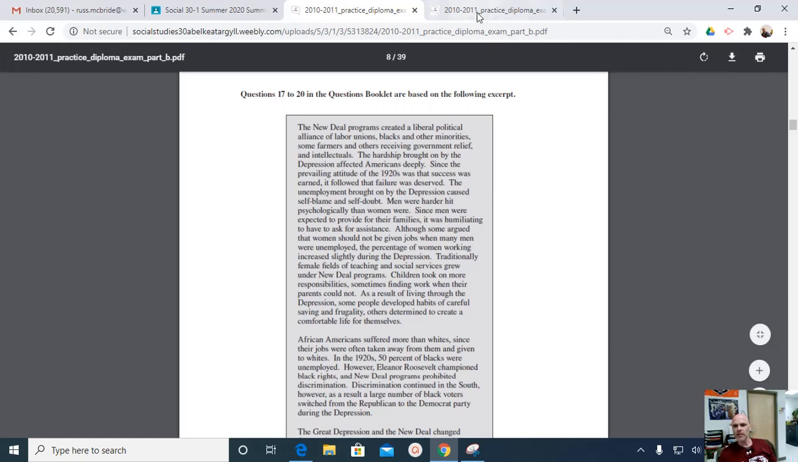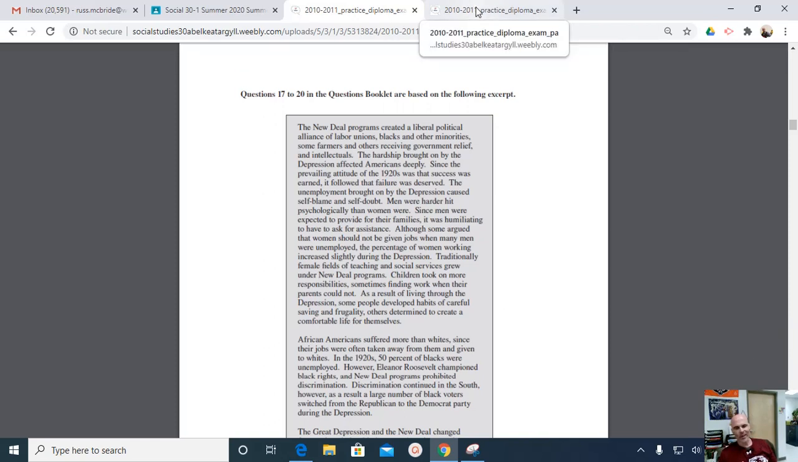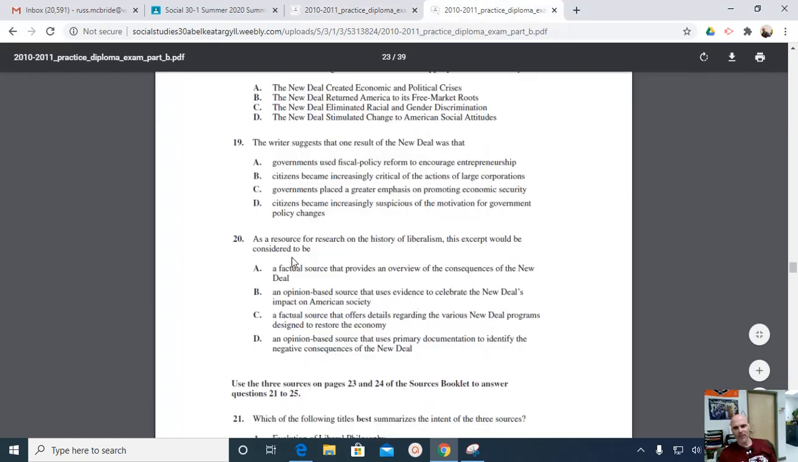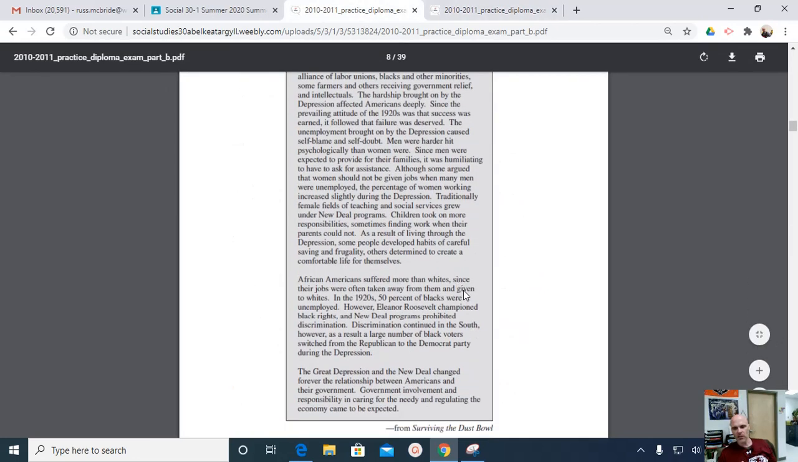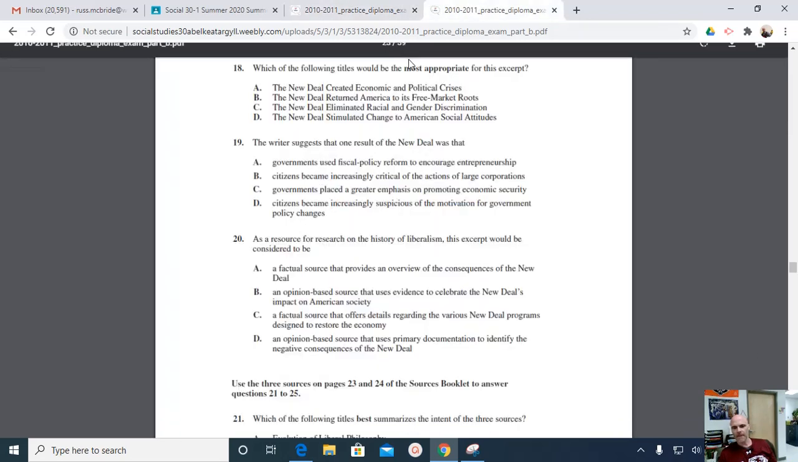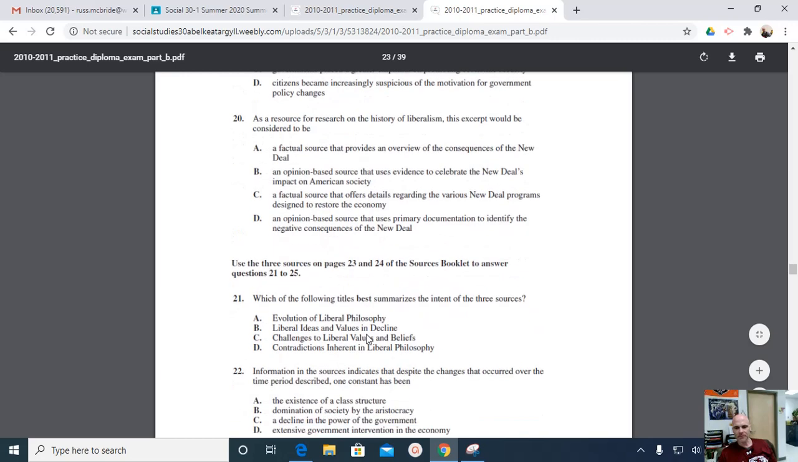Now that you unpause, yeah, you know what? We're going to go with A. We're going to say it's a factual source that provides an overview of the consequences, because it's not just celebrating the New Deal's impact, it's talking about positive and negative things. It talks about some of the dependence that's created, but it also talks about some of the growth in civil rights coming out of it. So we do have a balance there.